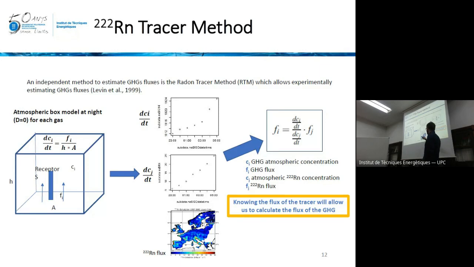There are maps of radon flux, and these maps are being improved to have better resolution, not just better resolution in space, but also better resolution in time, because the radon flux is not regular all the time, but changes depending on many factors such as soil humidity, for example, or temperature.